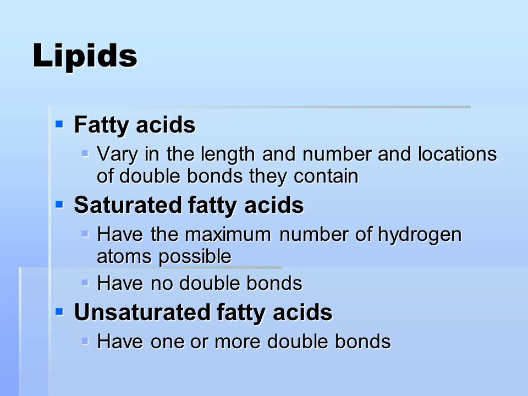So lipids have fatty acid tails, and it says here, fatty acids vary in the length and number and locations of double bonds they contain. So what we're talking about here is that in some lipids, in their fatty acid tails, we may only have single bonds, but in others we're going to have double bonds. And that's important when you talk about the difference between a saturated fatty acid and an unsaturated fatty acid. So in saturated fatty acids, we have the maximum number of hydrogen atoms possible, and they don't have any double bonds. In unsaturated fatty acids, we have 1 or more double bonds.